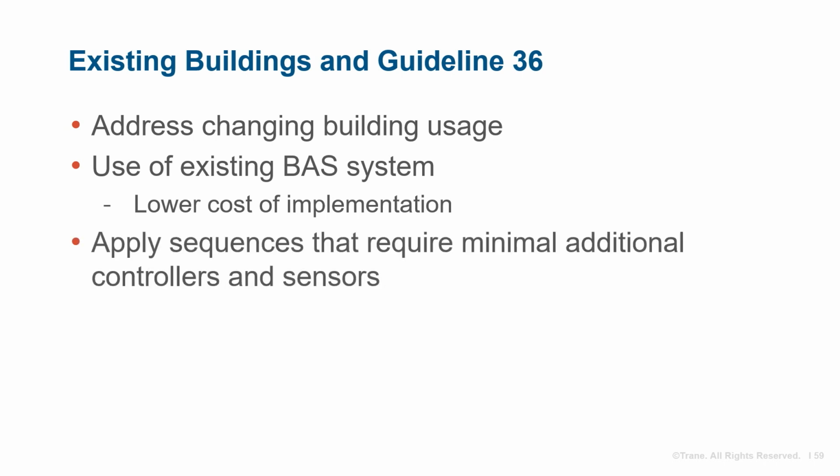To achieve the fastest payback, it's best to start by identifying the sequences that require the least number of additional controllers and sensors but have the greatest impact on energy cost savings. Not all systems need to be changed or updated for your customers to realize savings. There are several third-party studies that quantify the potential energy savings by applying Guideline 36 to existing buildings.